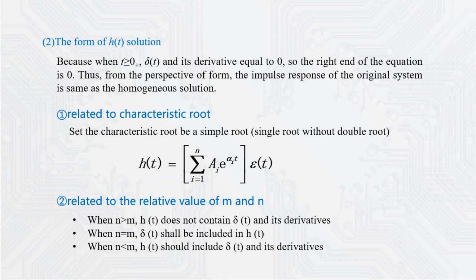Secondly, the form of this solution is also related to the relative size of m and n. When n is greater than m, the order of the left end is higher than that of the right end. Then h(t) does not contain delta t and its derivatives. When n equals m, delta t shall be included in h(t). And when n is less than m, the order of the left end of the equation is lower than that of the right end. In this case, h(t) should include delta t and its derivatives.